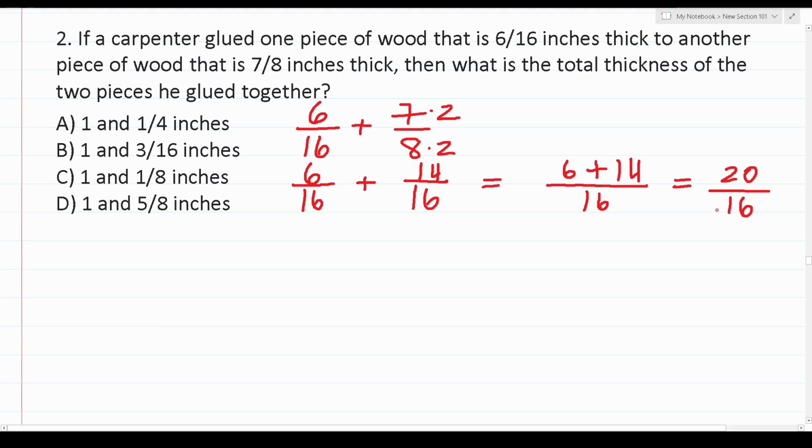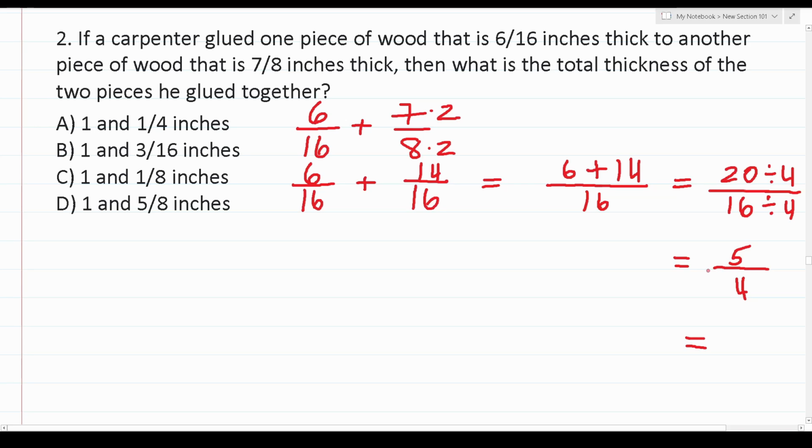So we can actually write this improper fraction as a mixed number. Before doing that, however, what you want to do is reduce this improper fraction as much as you can. And you should notice that 20 and 16 have a common factor of 4. So we can reduce this by dividing 20 and 16 by 4. 20 divided by 4 is 5. 16 divided by 4 is going to be 4. So this is 5 over 4. And now we're going to take this improper fraction and convert it to a mixed number.